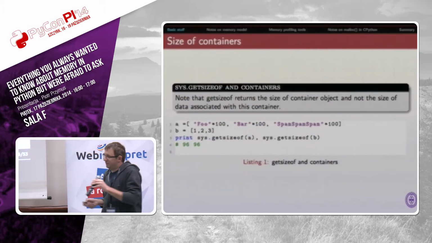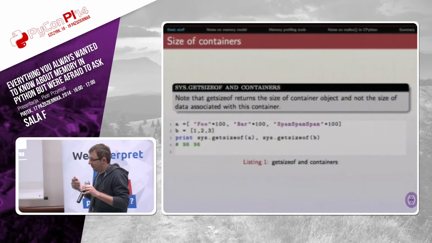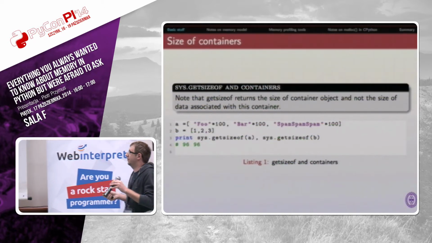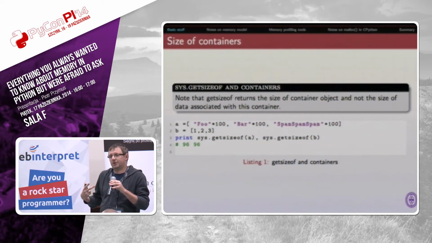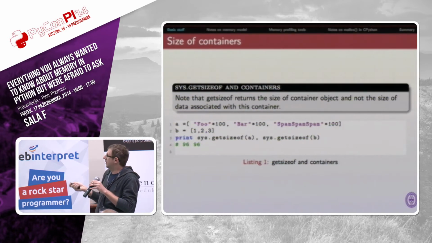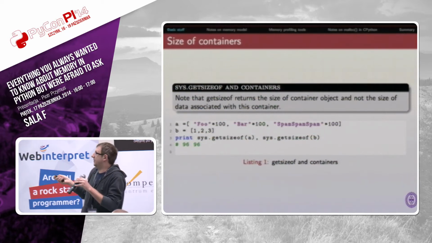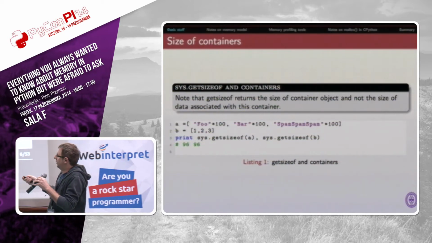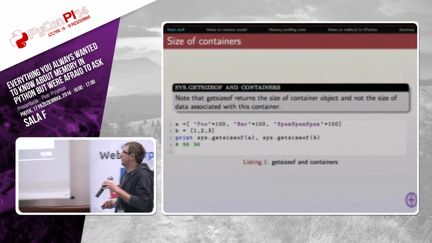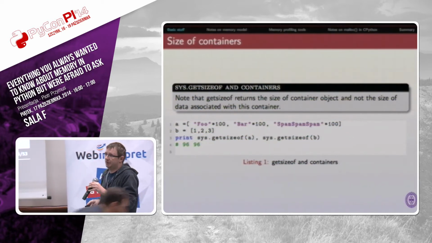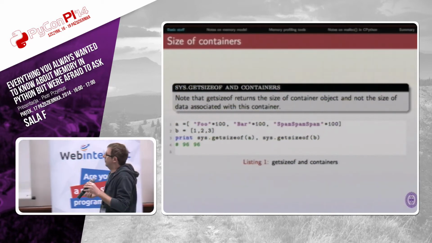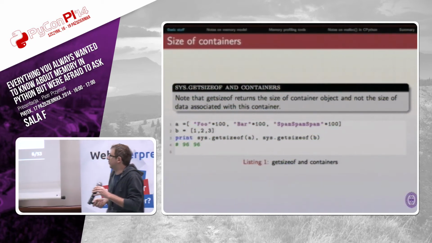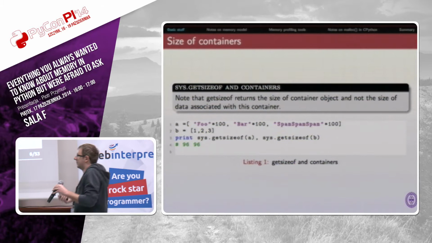Here's a short note: when you use getsizeof on a container, you get the size of the container, so the structure of the container, not the data itself. Here you have two examples. The data here is a lot bigger than here, but getsizeof will just return the space for the container, not for the data inside. So remember that, because sometimes on Stack Overflow you see a question: why do I get a wrong answer with getsizeof on my data?